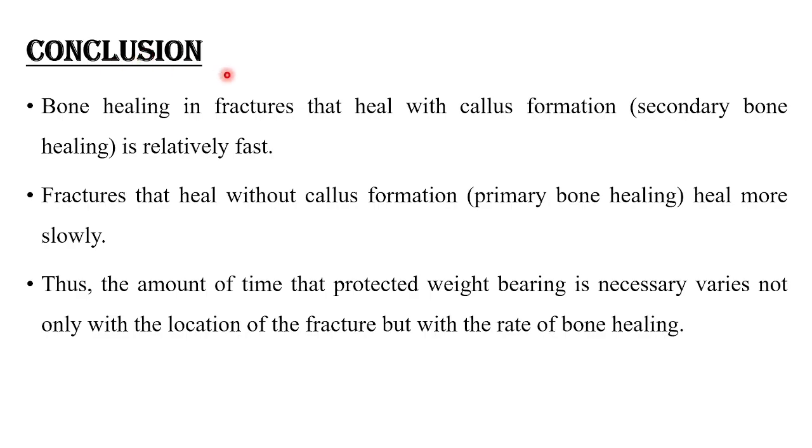Coming to the conclusion, bone healing in fractures that heal with callus formation, that is secondary bone healing, is relatively fast. Fractures that heal without callus formation, that is primary bone healing, heal more slowly compared with secondary bone healing. Thus, the amount of time that protected weight bearing is necessary varies not only with the location of the fracture but also with the rate of bone healing, whether the healing takes place in a secondary manner or in a primary manner.